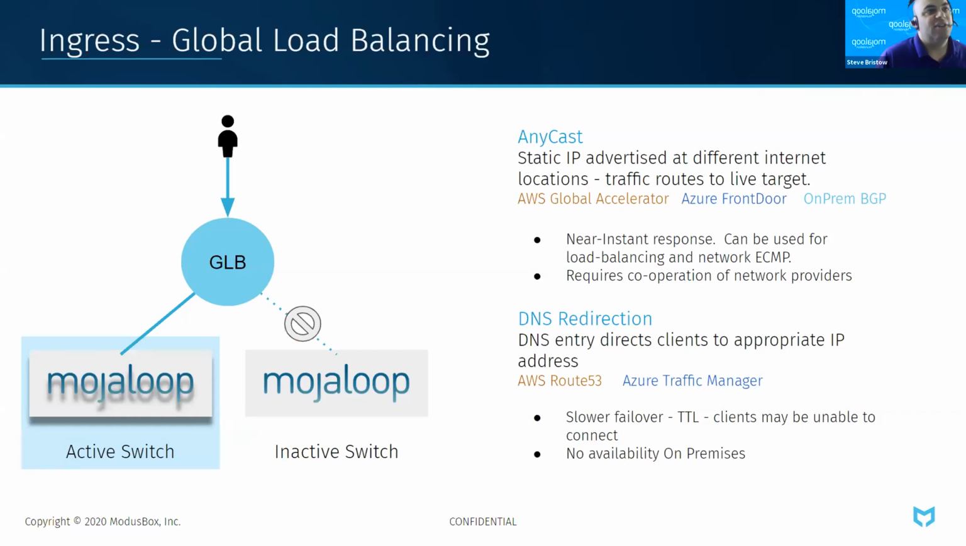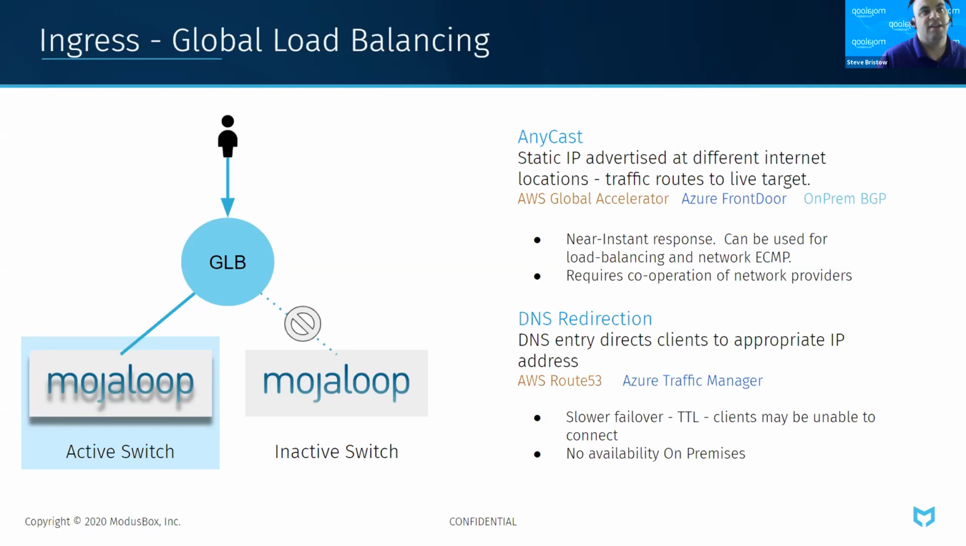The next part of the solution is global load balancing. So a switch running in an environment is great, but if you have a regional failure in public cloud, for example, you may wish to create the switch in another region. To do that using manual technologies is very hard. Global load balancing offsets that.